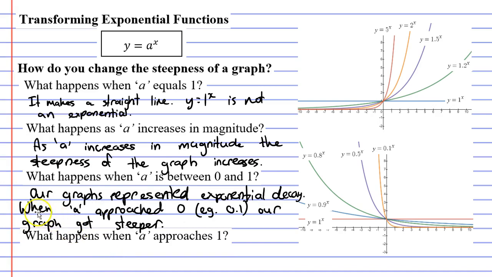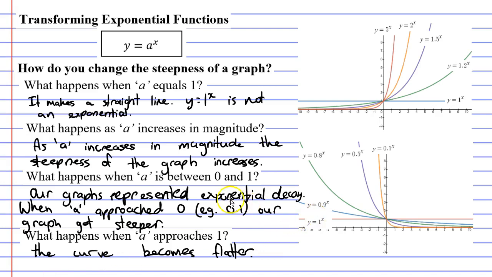The other thing I noticed was when a approached 0, for example, where we had 0.1 or even a smaller number than that, we noticed that our graph got steeper. Finally, what happens when a approaches 1? For example, where we had 0.9 to the power of x, having a number that's almost 1, you start noticing the graph becoming flatter, or the curve becoming flatter. If I had 0.99 to the power of x, it'll become flatter again.